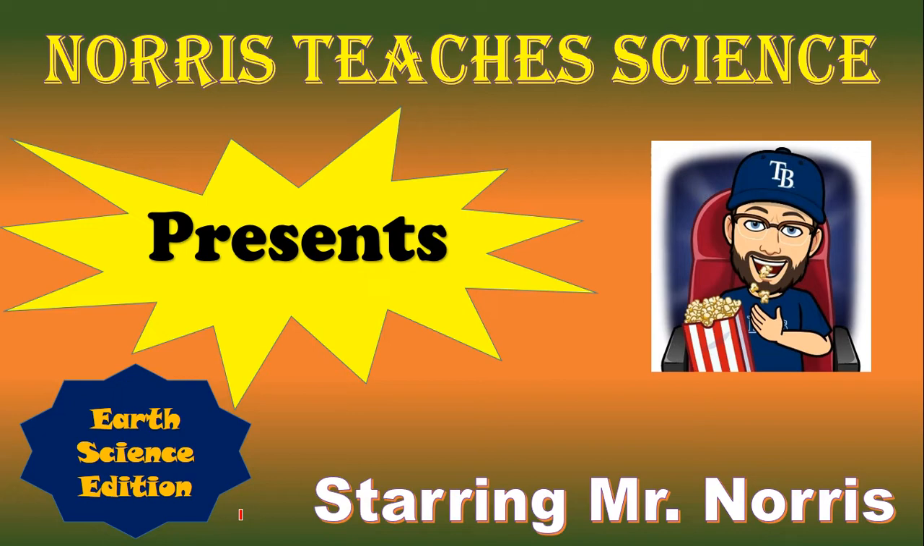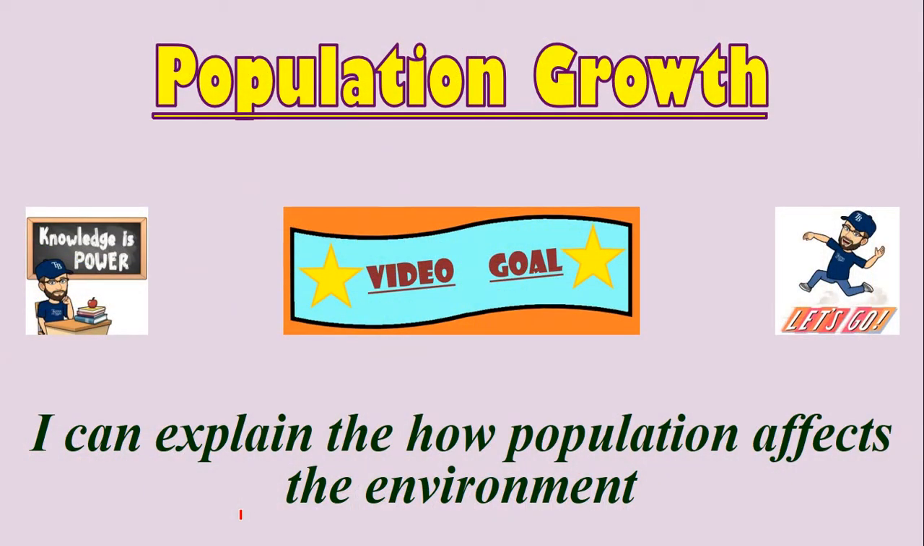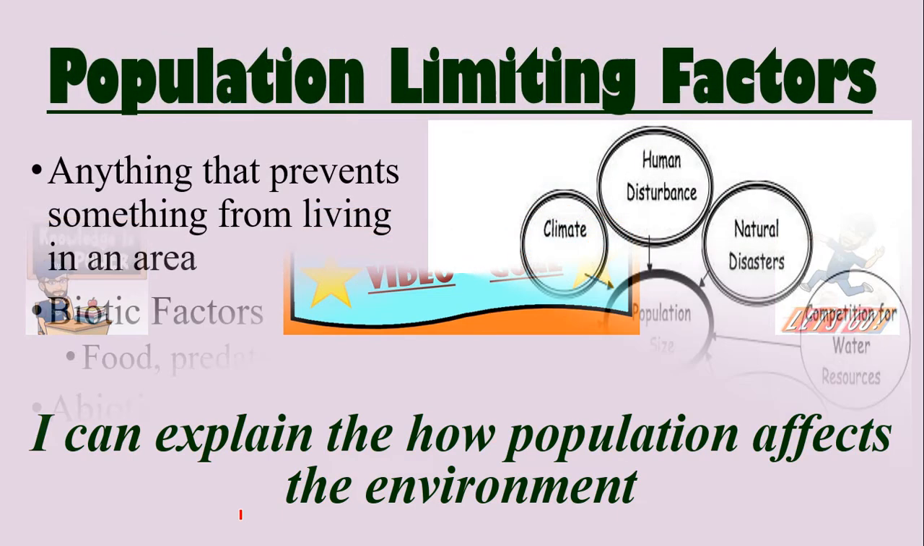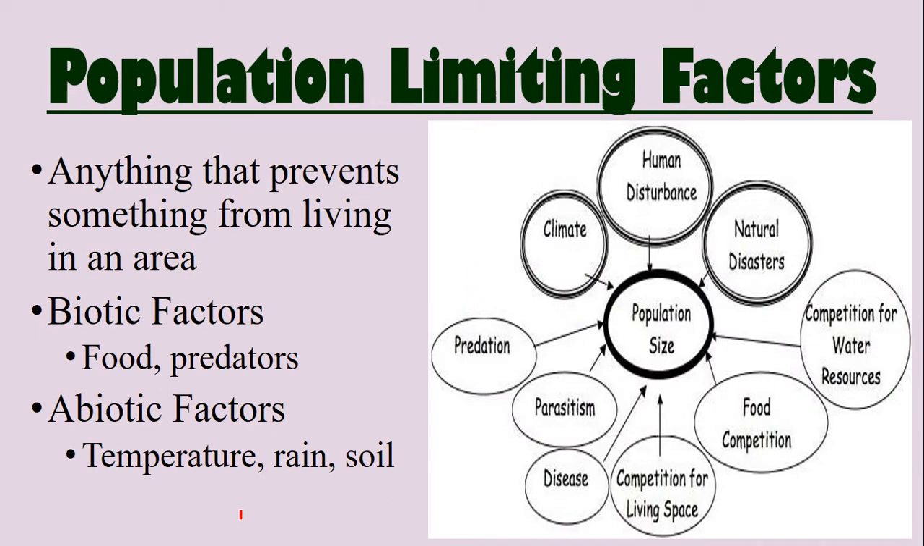Mr. Norris, another Earth Science video, and today we're going to talk about population growth. So your goal of this video is that I can explain how population affects the environment. So population limiting factors. What causes populations not to just grow unchecked? And those are limiting factors.